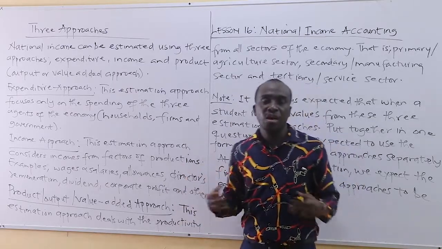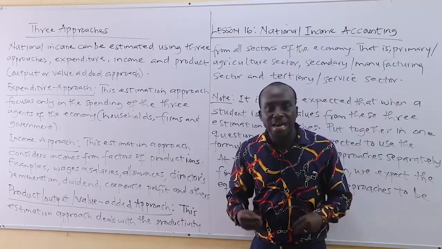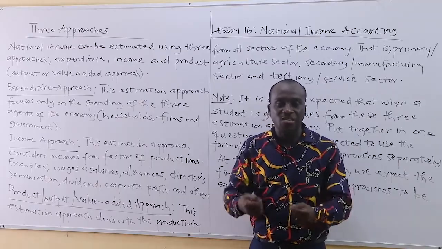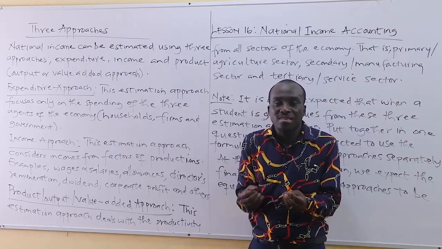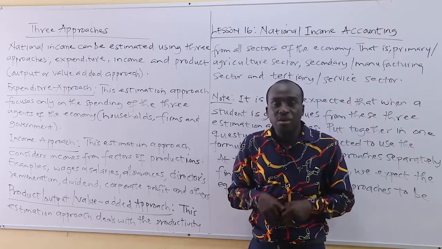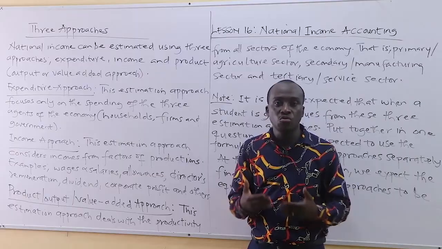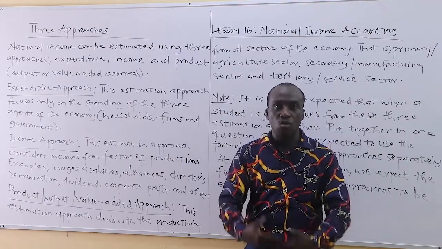Dividend, companies. If you have shares in MTN, when the year ends, they give you money for your share. Your share is just a financial asset. You can go and buy shares. If you buy shares, that means a financial asset, you own the shares. When the year ends and they make profit, they'll give you your part. So what you get is called dividend.